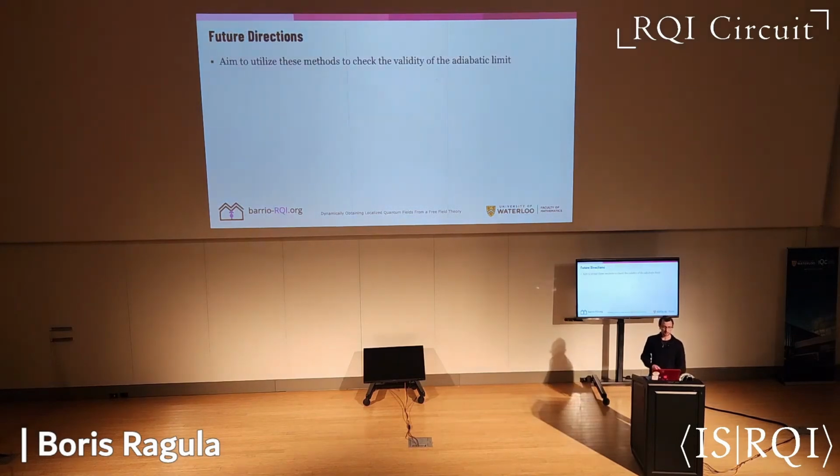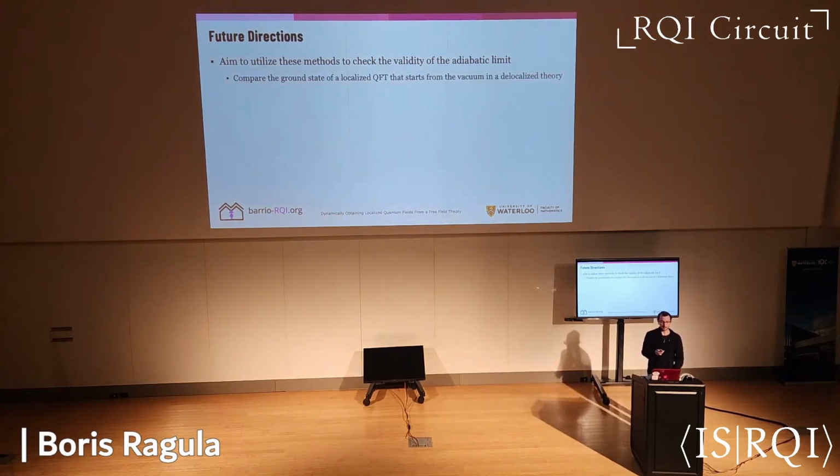We aim to utilize these methods to check the validity of the adiabatic limit by looking at the ground state of this localized QFT and comparing it with the ground state of the vacuum for the delocalized theory. We would expect that if we start in the vacuum as this localized QFT is created dynamically, then we don't expect to see any particle creation, because if the adiabatic theorem holds, we shouldn't see anything over time.